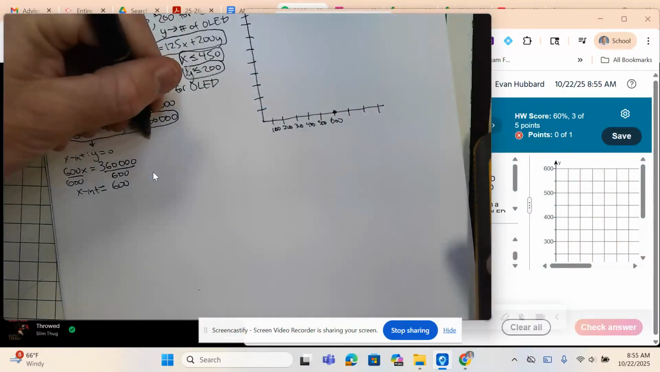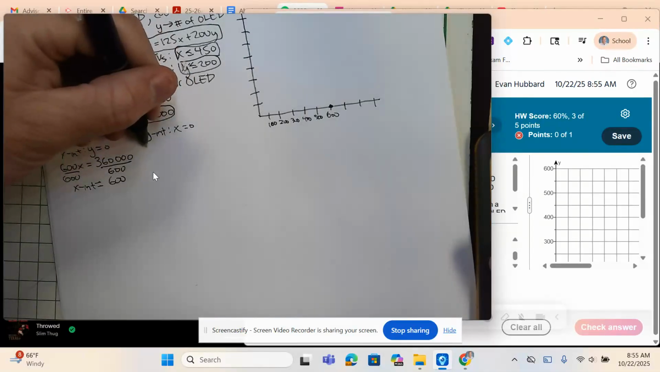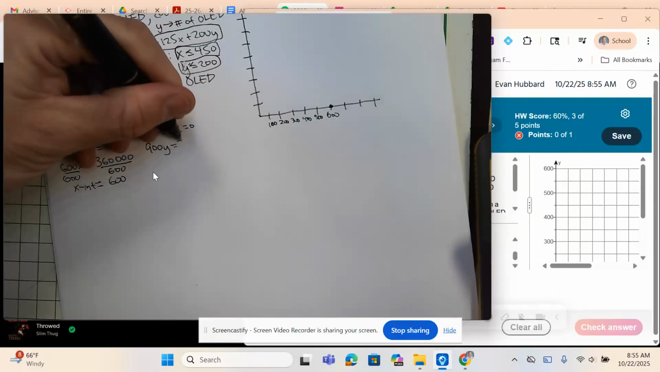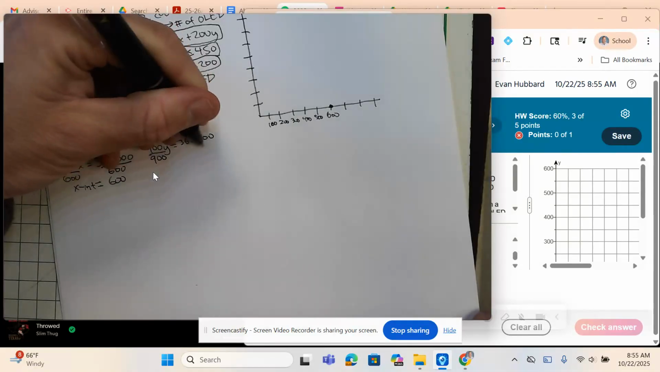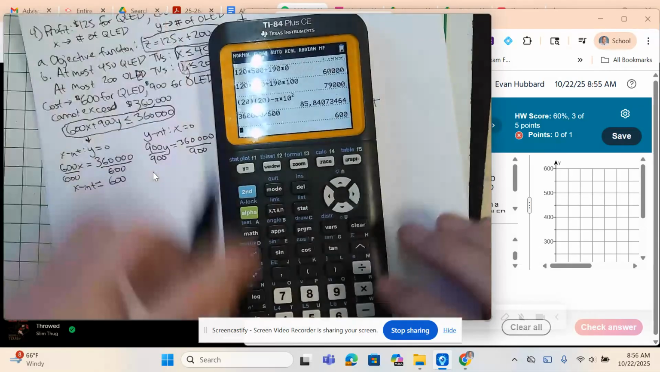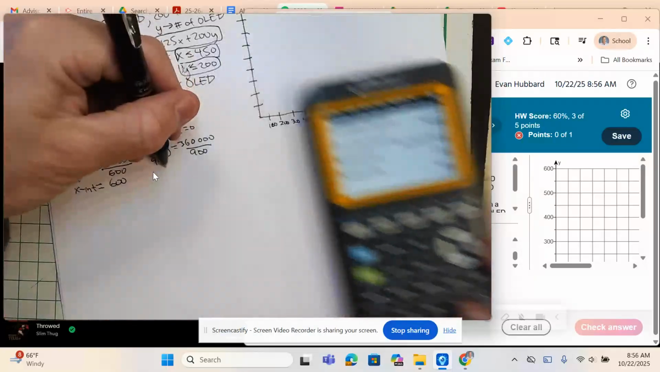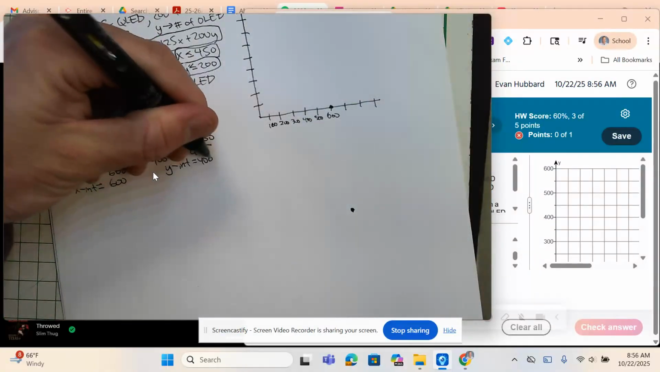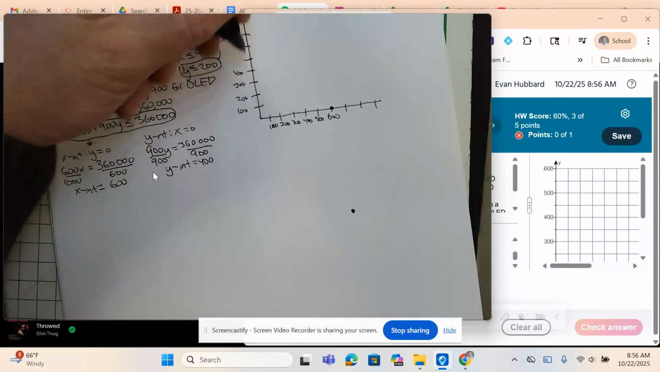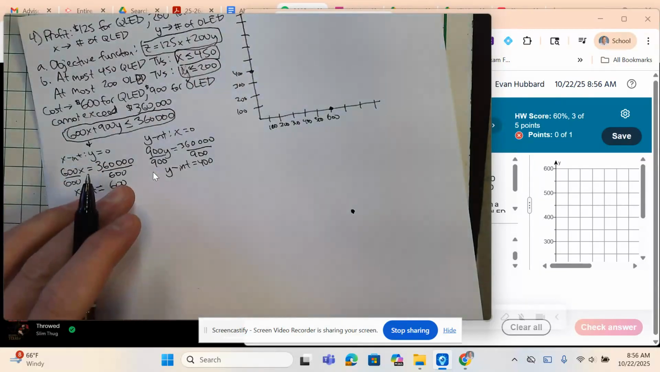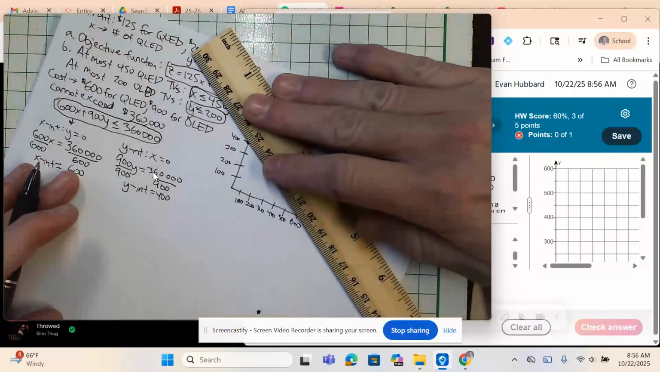To find the y-intercept, you make x equals 0. So that'd be 900 y equals 360,000. Divide by 900, divide by 900. 360,000 divided by 900 is 400. So 100, 200, 300, 400. And it's going to be a solid line because they're equal to. So now I'm going to connect the dots.